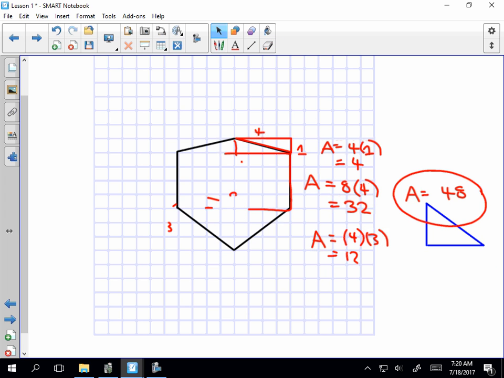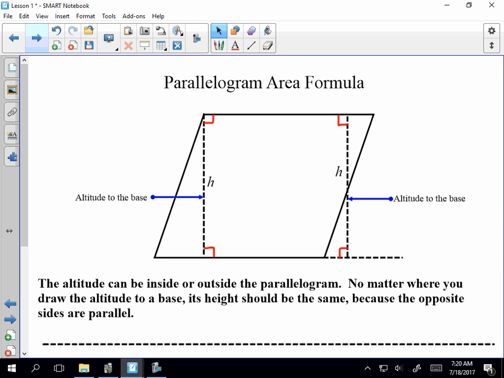We solved the area of this hexagon by working with rectangles only. Now, the parallelogram formula is basically the same thing. We need the base of the parallelogram, and we need the height of the parallelogram.